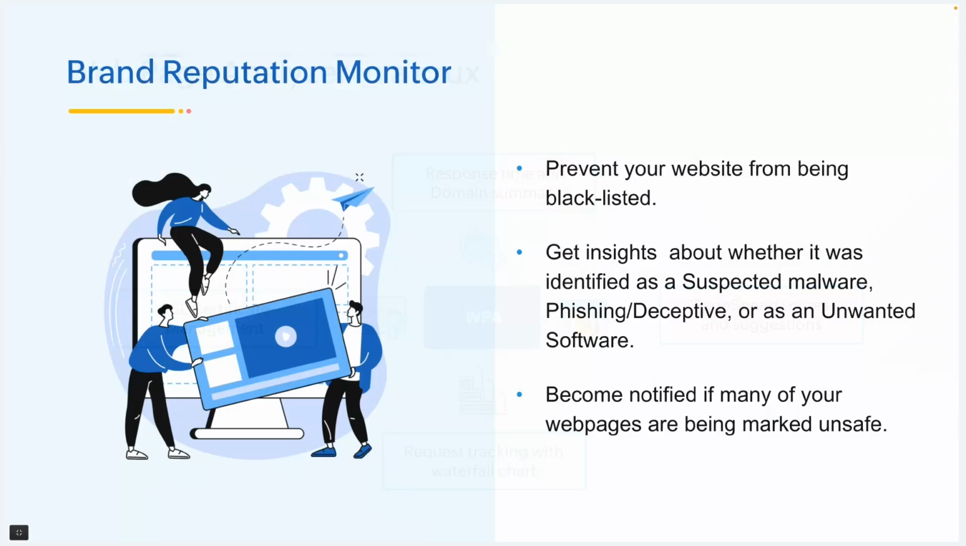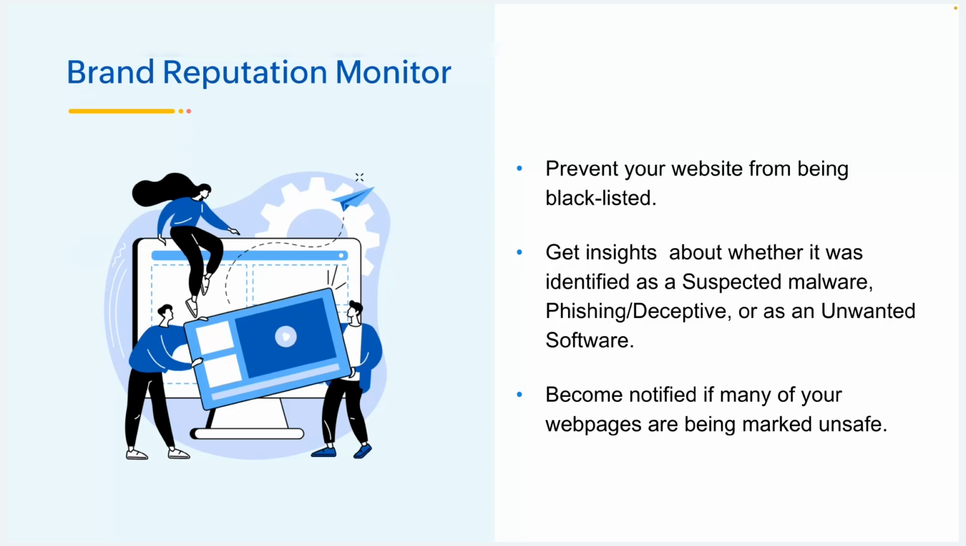The next thing we have is a brand reputation monitor. As the title suggests, this helps you maintain the reputation of a particular website. This monitor will track and ensure your brand reputation is maintained by preventing your website from being blacklisted. You will get insights whether the website is identified as suspected, malware, phishing, deceptive, or as an unwanted software. You'll get immediately notified if any of your web pages are marked unsafe.